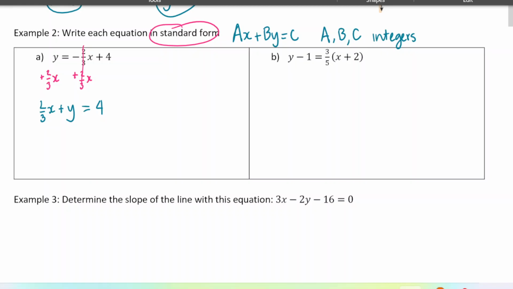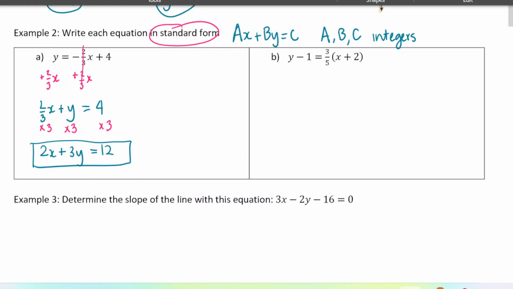So to cancel out that fraction, I'm going to multiply everything by 3. When you multiply, you need to do it to every single term in the equation. So here I'll have 2x plus 3y equals 12, and that's my standard form. There we go.